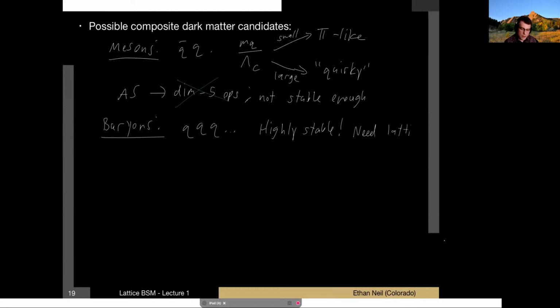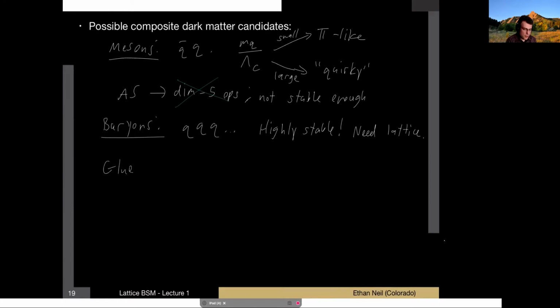The main downside to these, which is not such a downside for us, is that you really need lattice to make sense of them. So for mesons, they're kind of nice if you're a model builder because you have access to chiral perturbation theory, effective theories that you can sort of play around with. Baryon dark matter, you really need lattice to understand, or to make a lot of progress on understanding them quantitatively.